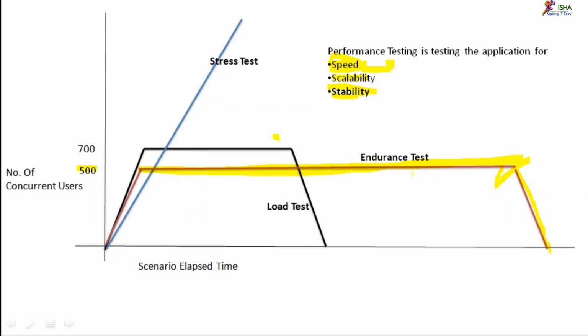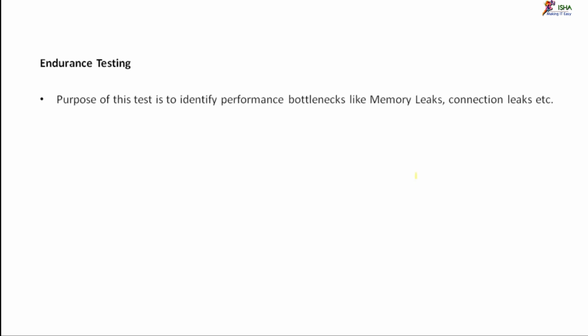This is when you can say the application is stable. So the next question is, are there times when my application could not be stable? When will my application not be stable? When you have some performance bottlenecks like memory leaks, connection leaks, and all that. Especially when you have some memory leaks in the application, this is when your application will not be stable.